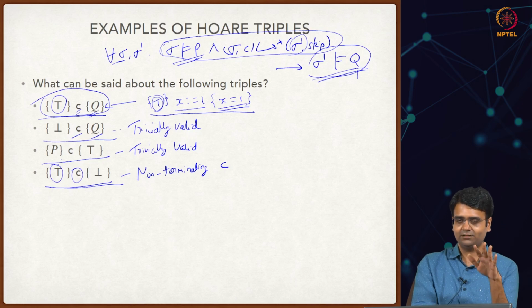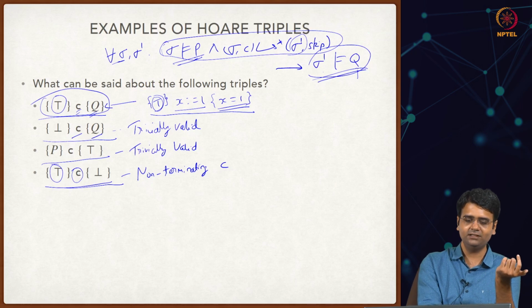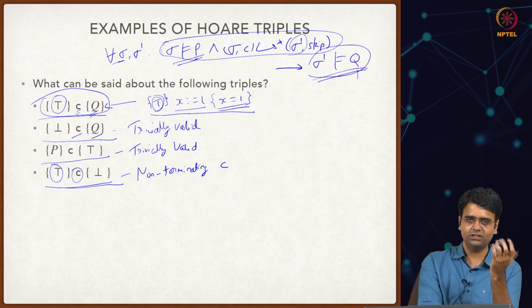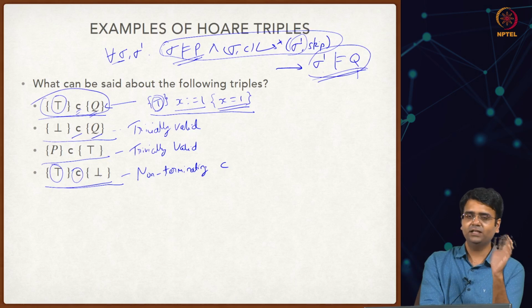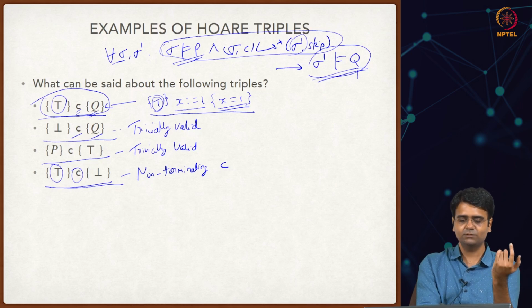And again, let's think about this intuitively. Intuitively this Hoare triple is saying that if you start the program C in a state which satisfies true, then if you terminate, you should end in a state which satisfies false. But there is no state which satisfies false, which means that if you do not terminate at all, then you will trivially satisfy this formula. But if you terminate, then you are in trouble, because then you have to terminate in a state which satisfies false, but there is no such state. So, if you have a non-terminating C, then this particular Hoare triple will be valid.